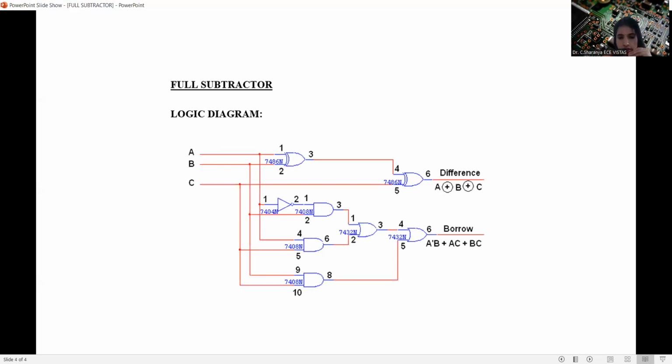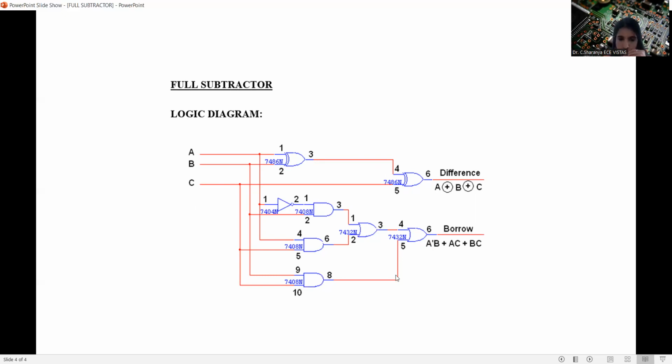Now we will go for the logic diagram. The difference is nothing but A XOR B XOR C. So first we will XOR the first two inputs, that is A and B, and with this output we can XOR the third input C. From here then we have the borrow product terms, which is A bar B plus AC plus BC. So we can take necessary gates according to the product terms. Add it all together, we will get the borrow.